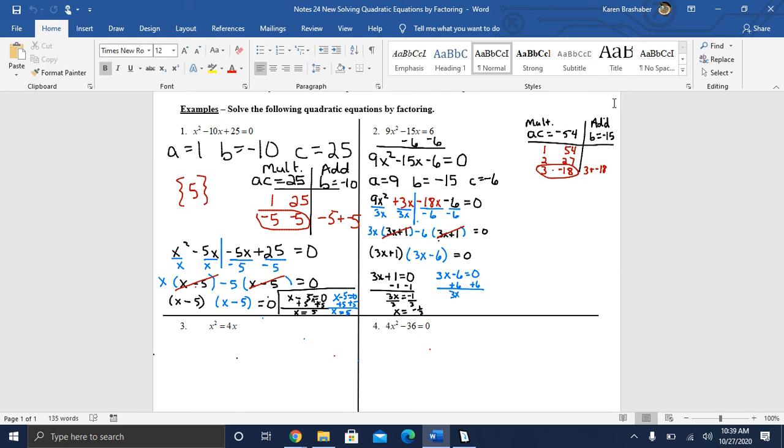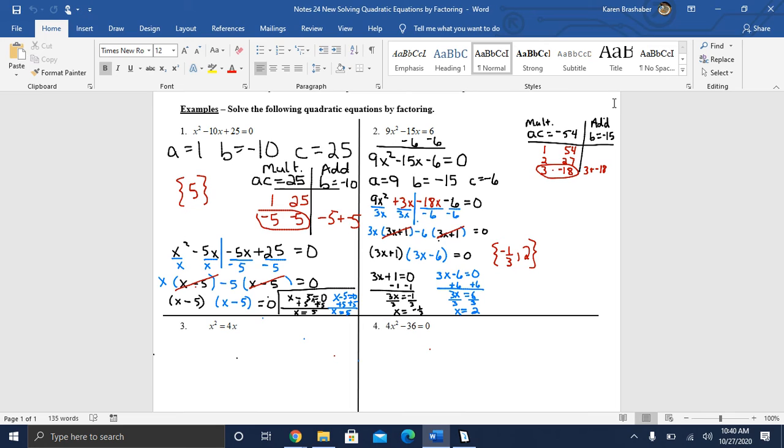That gives me 3x equals 6. I'll divide both sides by 3 and get my other answer, x equals 2. Now, this is two answers. They are not ordered pairs, so you can write them in any order. But if you're asked to put it in a solution set, we would have negative 1/3 and positive 2 as our two answers to this. And so this as a graph would cross the x-axis at negative 1/3 and at positive 2.